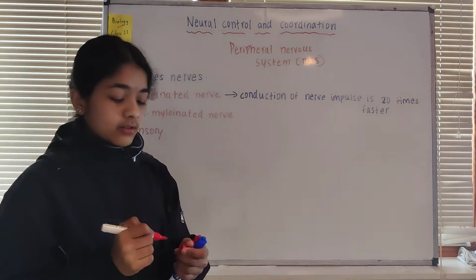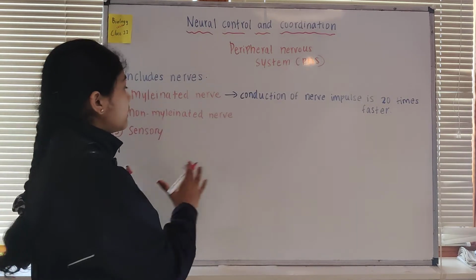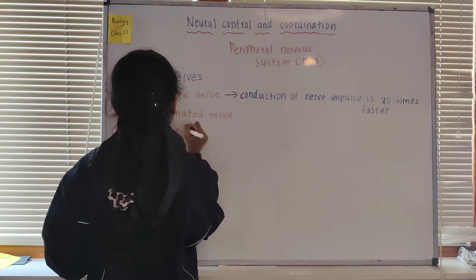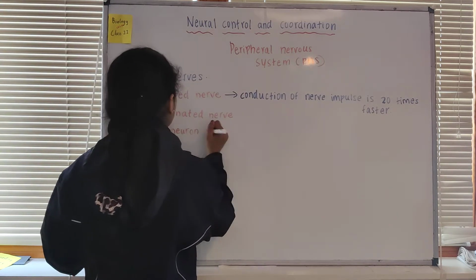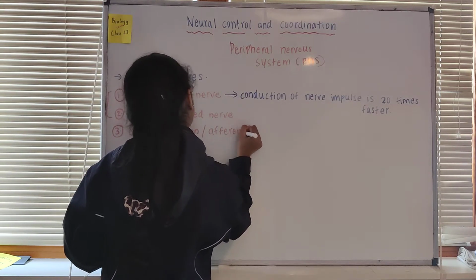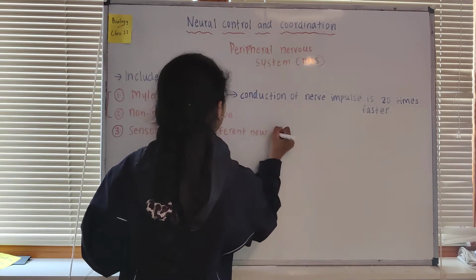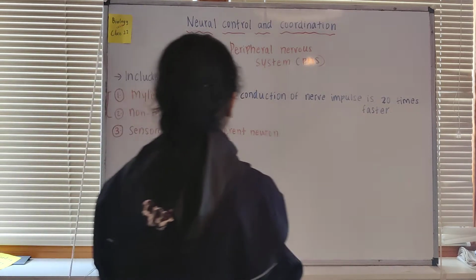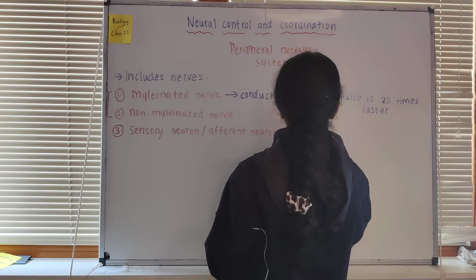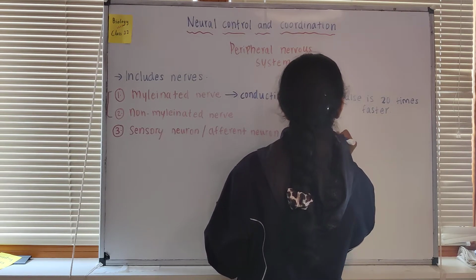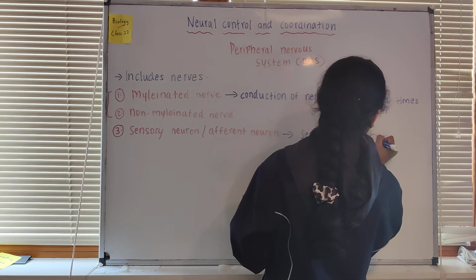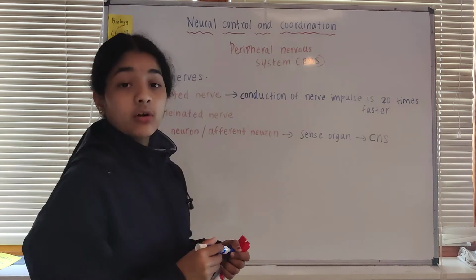The next classification is on the basis of where the nerve impulse is traveling, from which place to which place. The first one is the sensory neuron, also known as the afferent neuron. In the afferent neuron, the nerve impulse travels from the sense organ to the CNS, or the central nervous system.